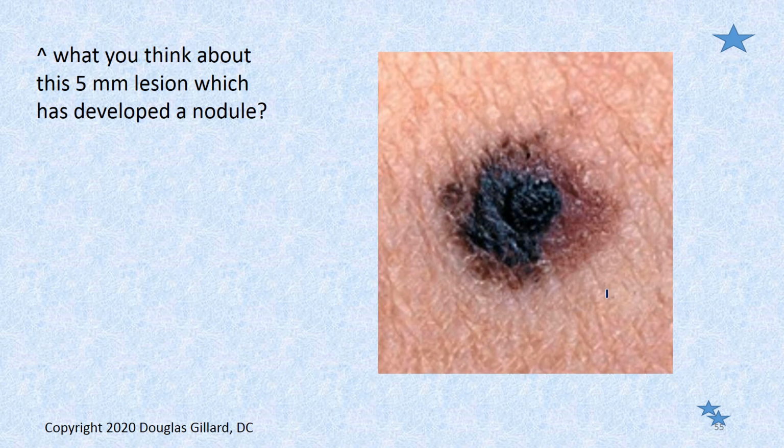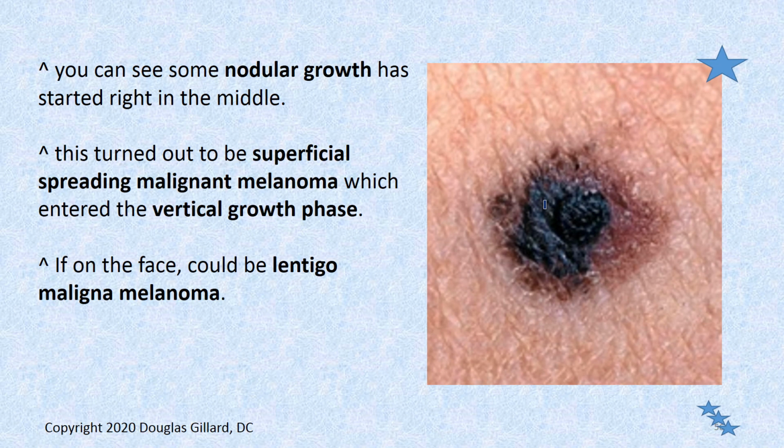What do you think of this one? Well, it's very black here. This is raised looking. This doesn't look good, does it? Don't know how big it is. Probably 5 millimeters or so, but it's densely variegated. The raised is not a good thing. This actually turned out to strangely be a superficial spreading melanoma, which has entered the radial growth phase. But it's very hard to tell this apart from a nodular malignant melanoma. If it was on the face, it could have even looked like lentigo malignant melanoma. Sometimes you just can't tell.